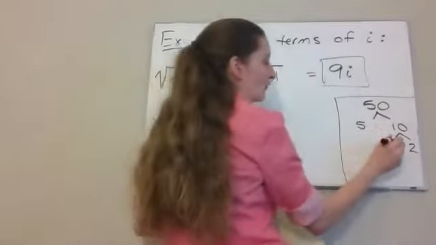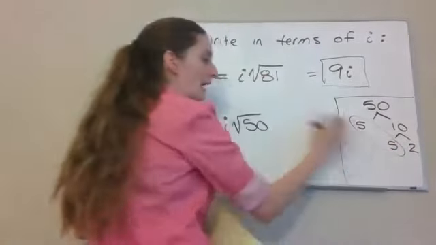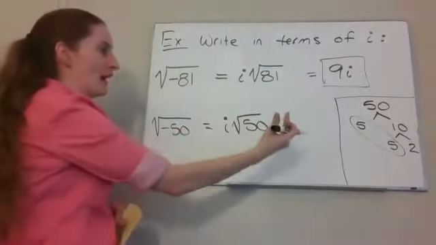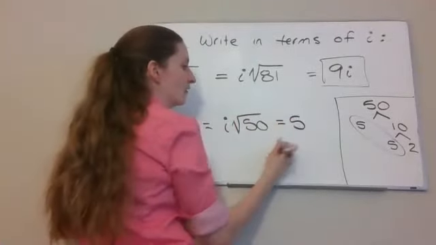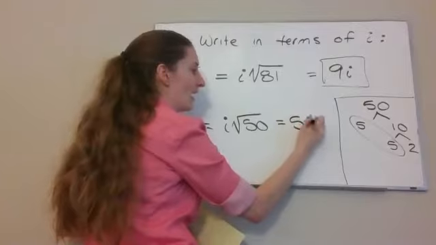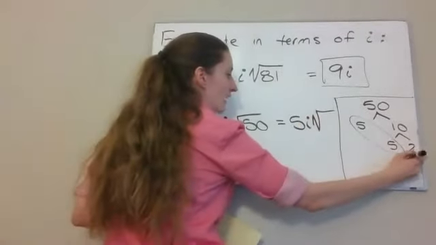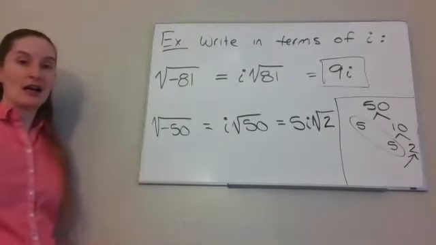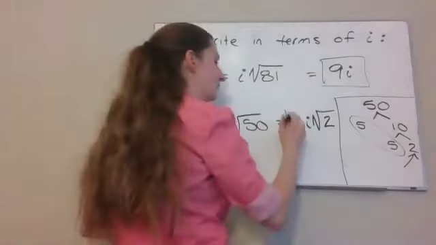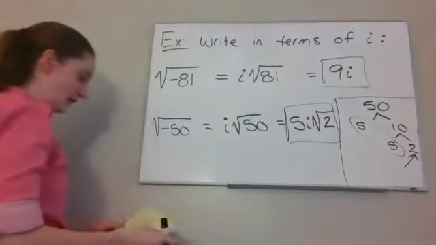And now I have it completely broken down into numbers that can't be broken down any further. Since it's a square root, I look for pairs. I have a pair of 5s. That 5 gets to come outside of the square root. So I have a 5. I still have my i. And any numbers that didn't have a pair stay under the root. So I get 5i times the square root of 2 as my final answer.